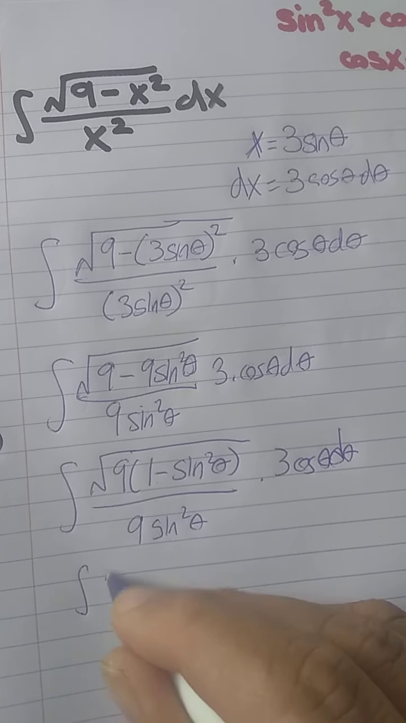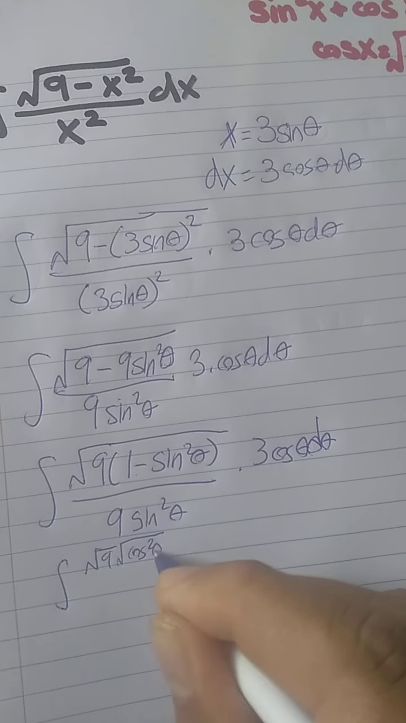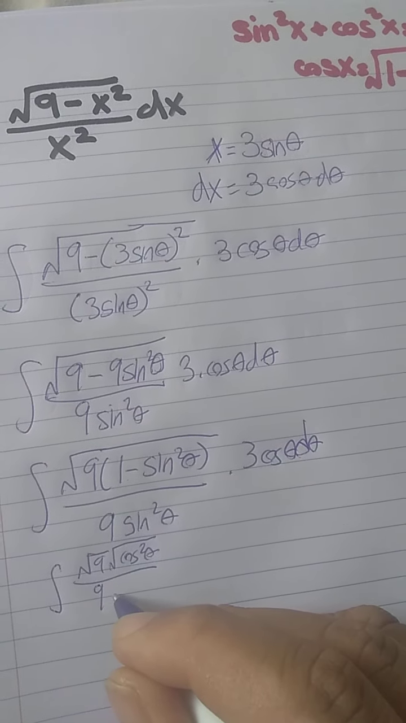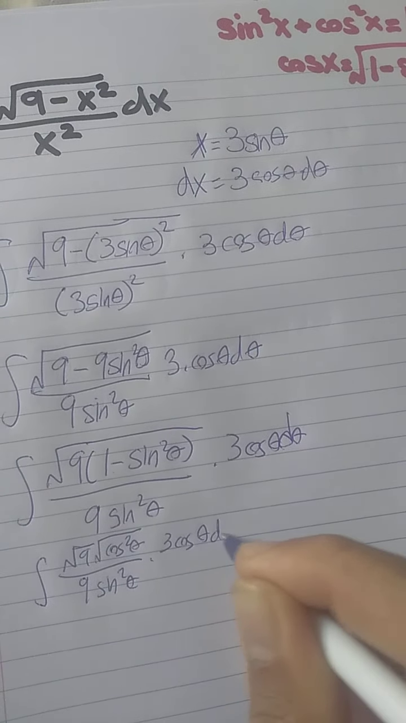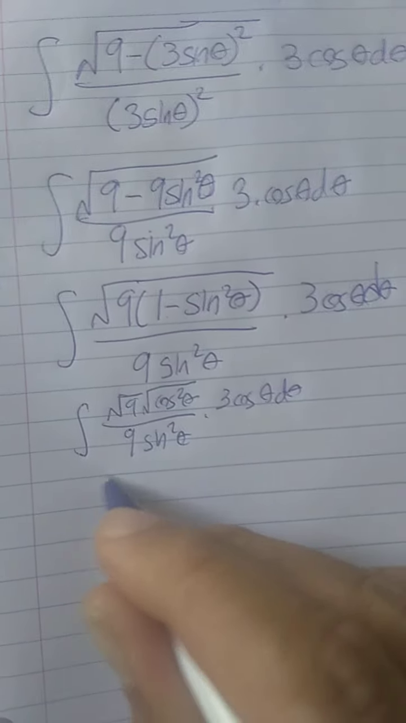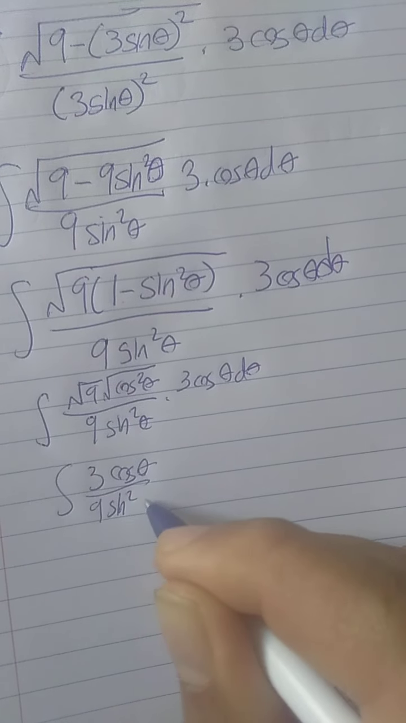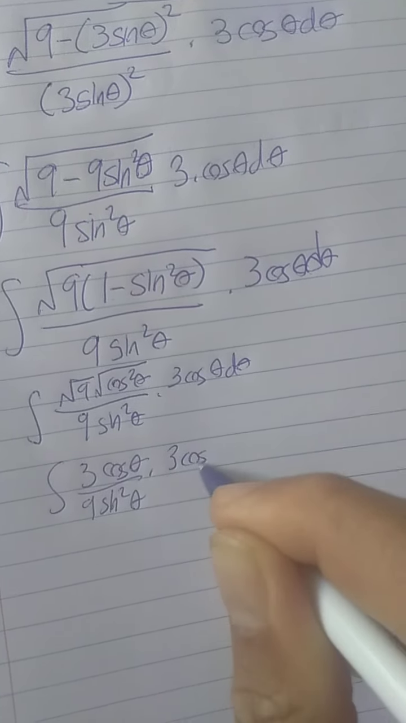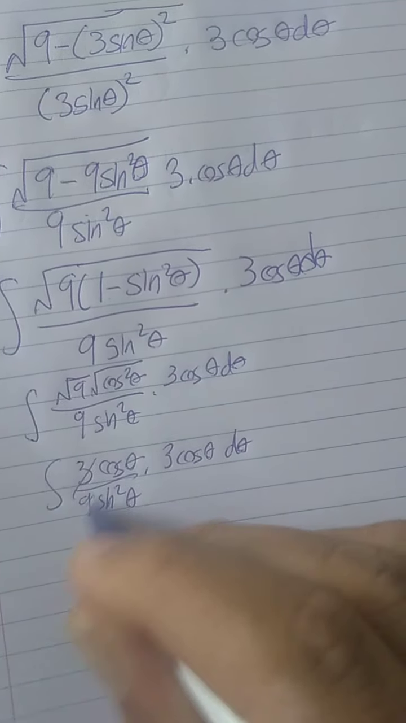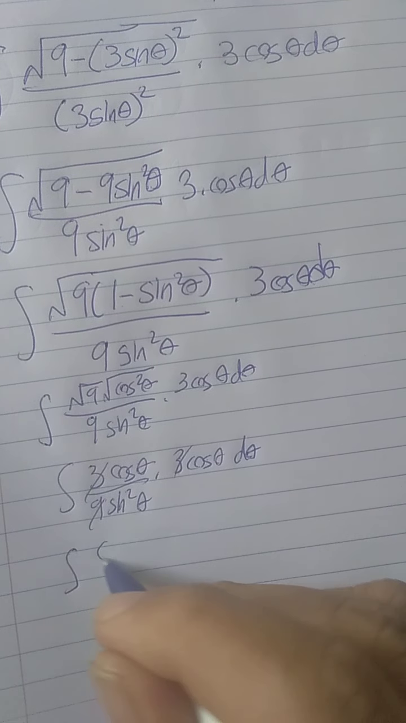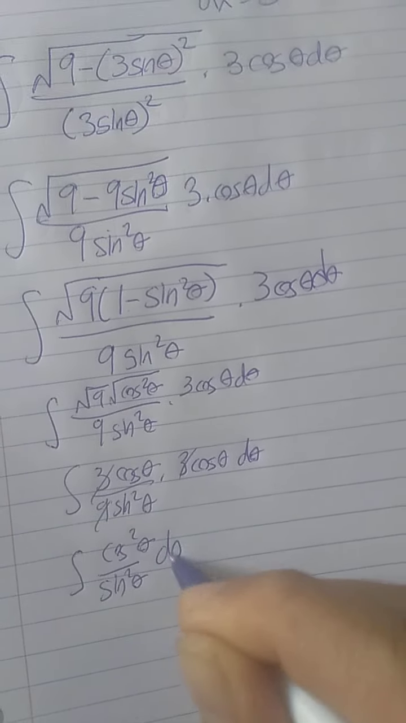So then we can separate that into square root of 9, square root of cosine squared theta, over 9 sine squared theta, times 3 cosine theta. So this just becomes 3, and this just becomes cosine. And this is 9 sine, and this is 3 cosine theta d theta. 3 times 3 is 9, and the 9s cancel. So what you're left with is cosine squared theta over sine squared theta d theta.